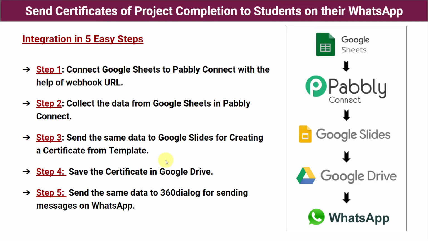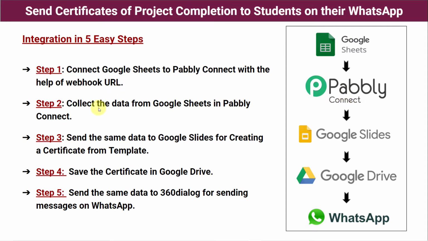Okay guys, so these are the steps which I followed to create the automation between Google Sheets and WhatsApp. Step 1 is connect Google Sheets to Pabbly Connect with the help of webhook URL. For this, first we need to log in to Pabbly Connect. Then we need to connect our Google Sheets with Pabbly Connect with the help of webhook URL. This webhook URL is basically an address provided by Pabbly Connect. We have to copy the same and paste it into our Google Sheet, and in this way our Google Sheets will get connected to Pabbly Connect.